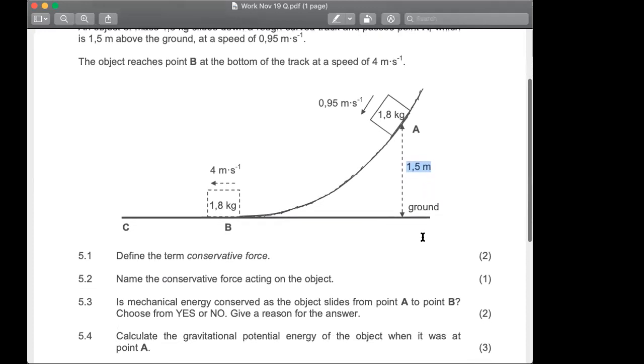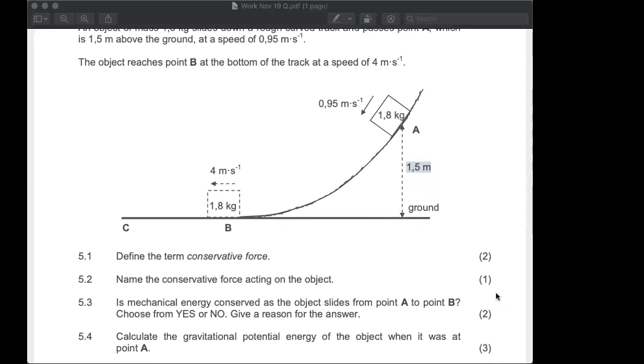So now define the term conservative force. Are you writing? Let's write down the answers. Conservative force is what? A conservative force is a force for which the work done is independent of the path taken. That's the definition that we learned, right? A conservative force is a force for which the work done is independent of the path that is taken.